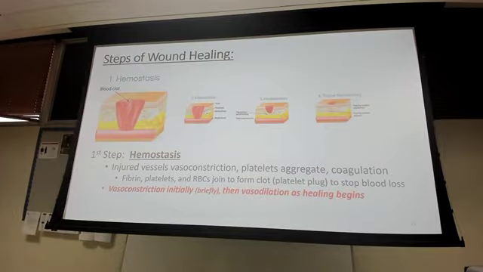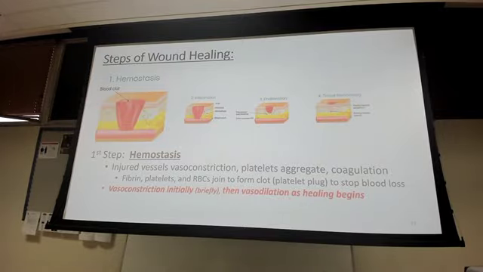So first thing with wound healing of the skin, you've got damage to the skin, some type of vessel leakage. We need to stop that blood loss. We need to stop the blood from escaping. So we're going to have platelets come through. They're going to attach to that site of bleeding. They're going to aggregate, they're going to come together. You're going to have the coagulation cascade kick off to help build that blood clot.